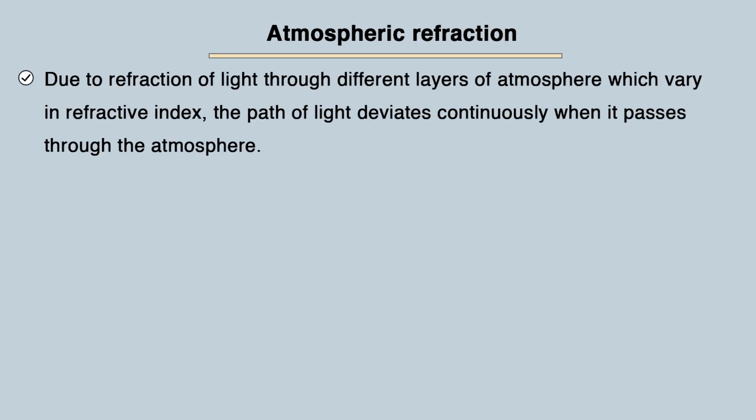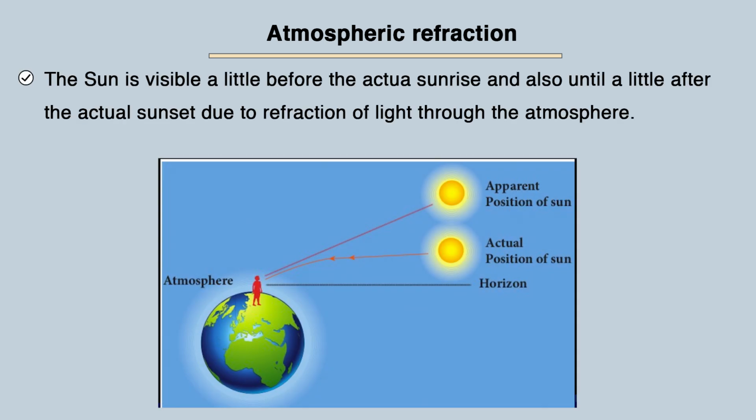And one more observation is atmospheric refraction. Due to the refraction of light through different layers of the atmosphere, which we know have different densities and hence varying refractive index, the path of light deviates continuously as it passes from one layer to another. The sun is visible a little before the actual sunrise and until a little after the actual sunset, and this is due to the refraction of light through the atmosphere.